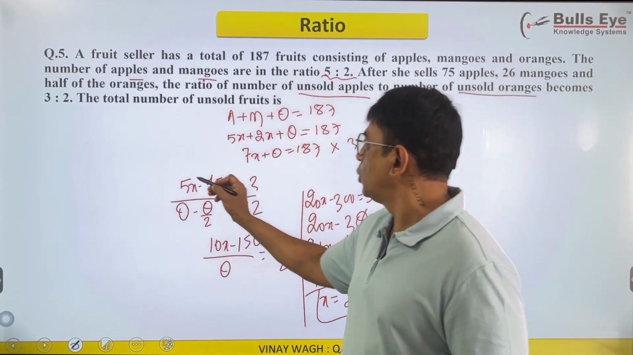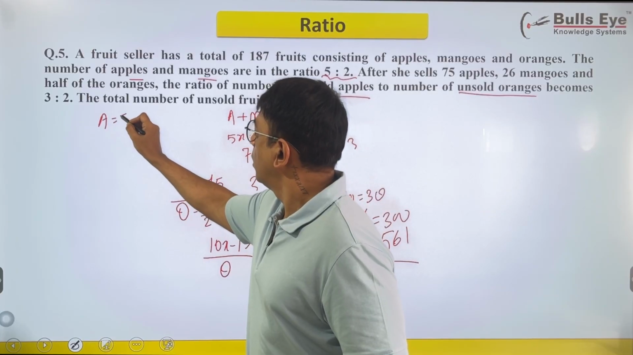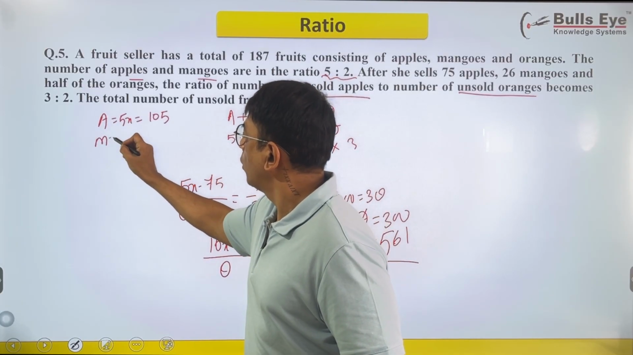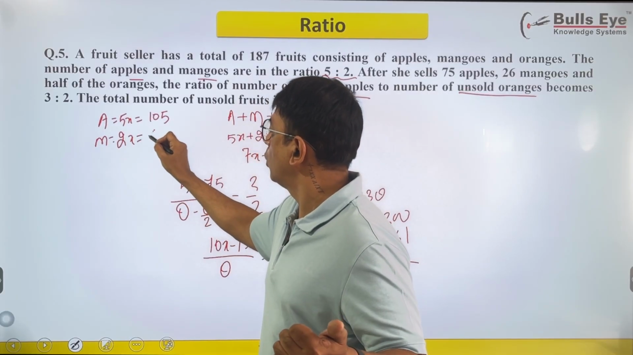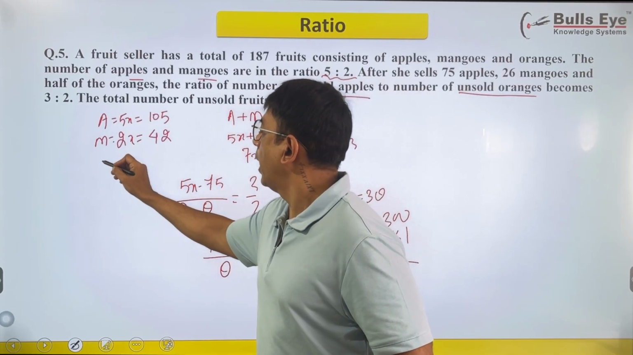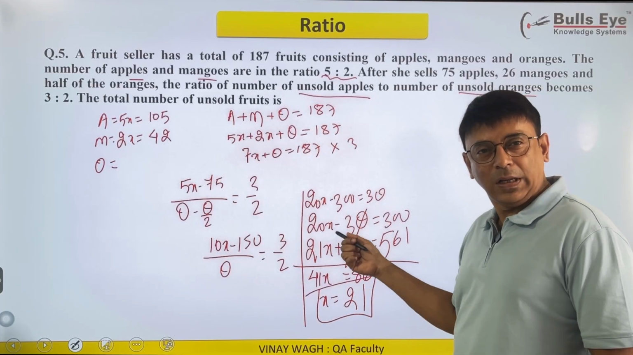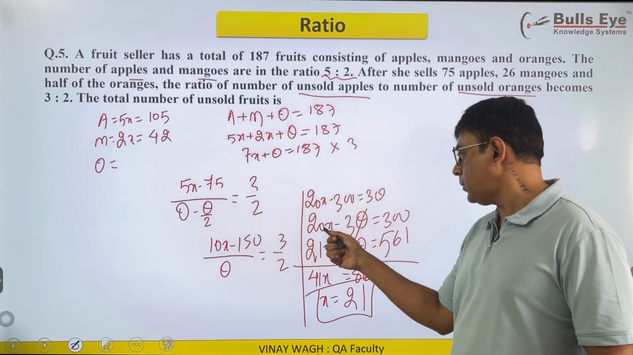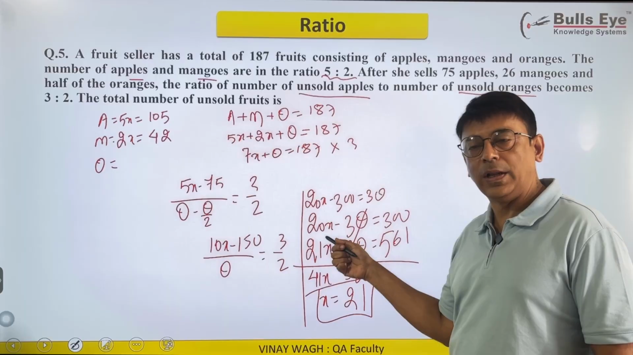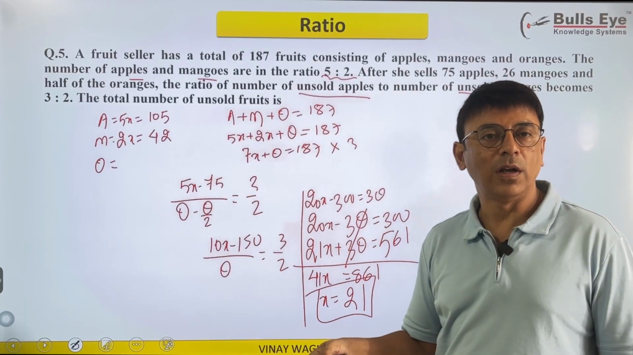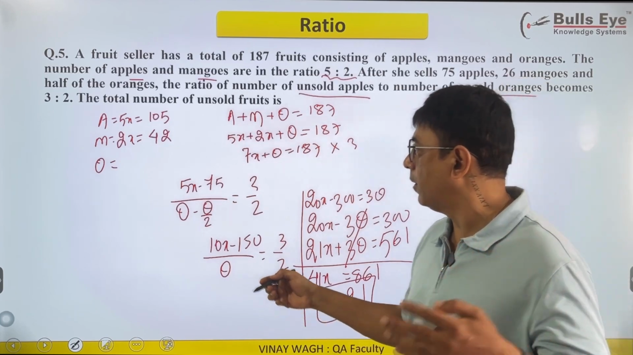So how many apples do we have? Apples is 5x, so 21 into 5 is 105. Mangoes is 2x. 21 into 2 is 42. And oranges. If this is 21, let's put it in one of the equation. 21 into 20 is 420. 420 minus 300 is 120. And 120 divided by 3, the oranges are 40.